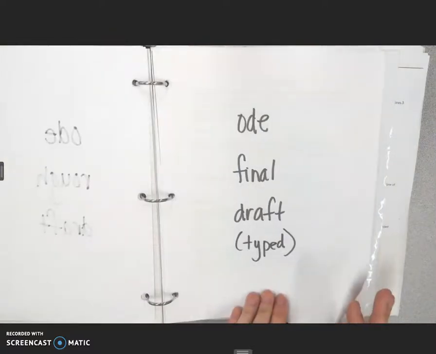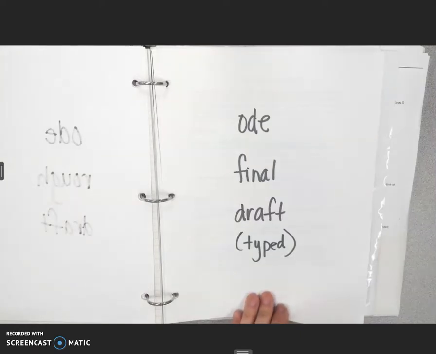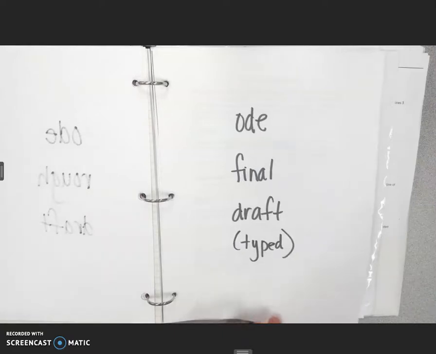And then your ode final draft. Typed. It should be typed and printed. If you need it printed, you need to send it to me so I can print it out for you or visit the library. That's your final draft.